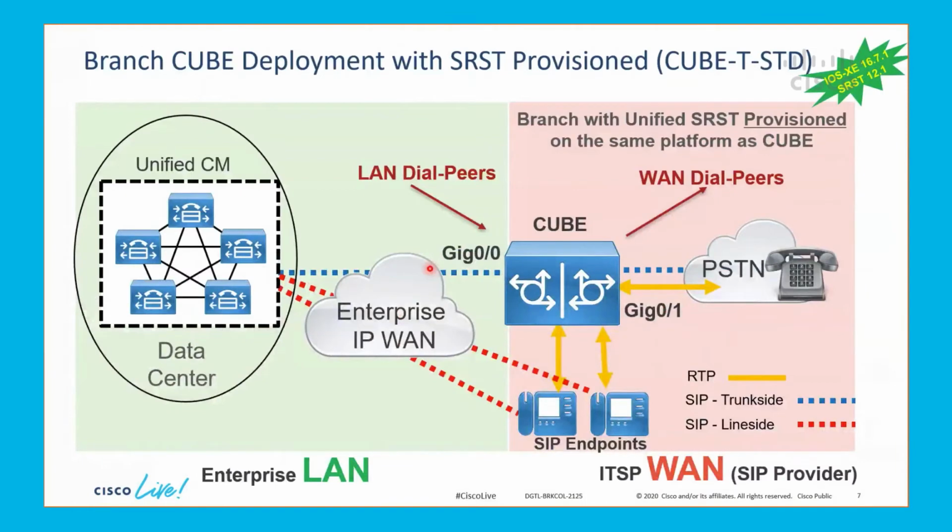The next deployment scenario that I want to cover is the Cube plus Unified SRST co-location. So now with iOS XE 16.7.1 or later, you can deploy Unified SRST 12.1 or higher, co-located with Cube on the branch side, where you will have SIP trunks for that particular branch terminated on Cube from a service provider. In case WAN connectivity goes down to your data center, then that Cube will act as a unified SRST box for your SIP-based endpoints.